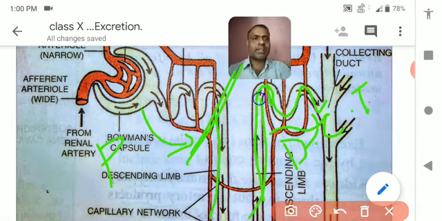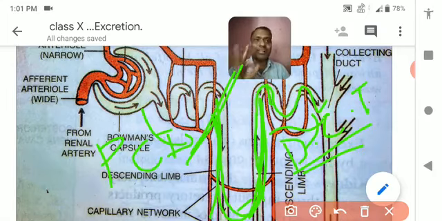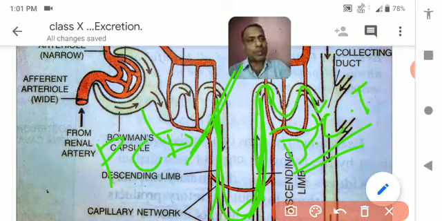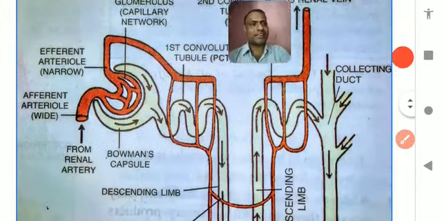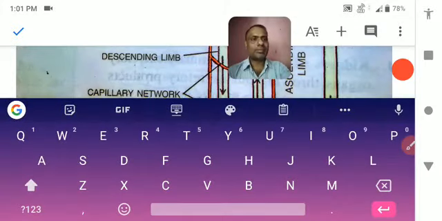The pin-like structure you can see over here, like the pin girls use to pin their hair, is called the loop of Henle. So PCT, loop of Henle and DCT are three tube-like structures joined together. This DCT opens into the collecting duct. This is the collecting duct, and it collects all the urine. I think you understood.